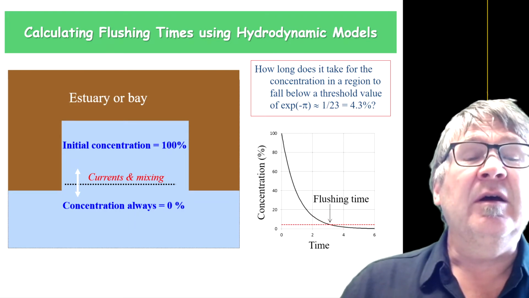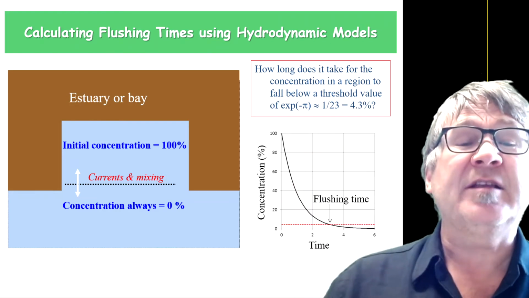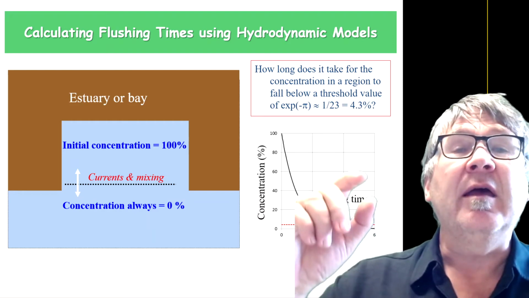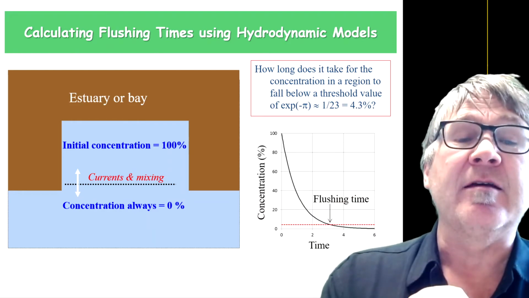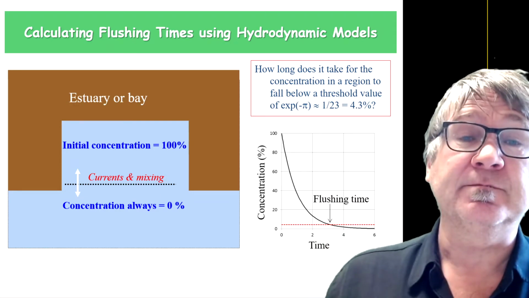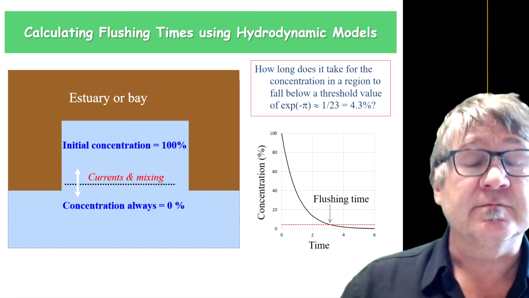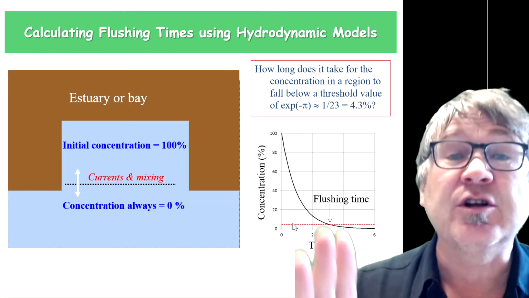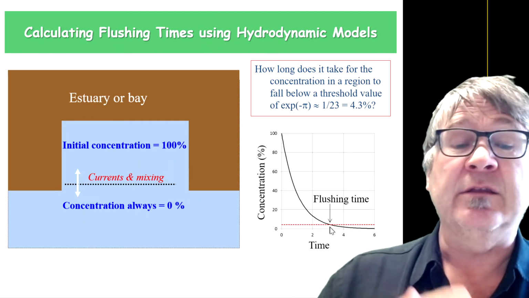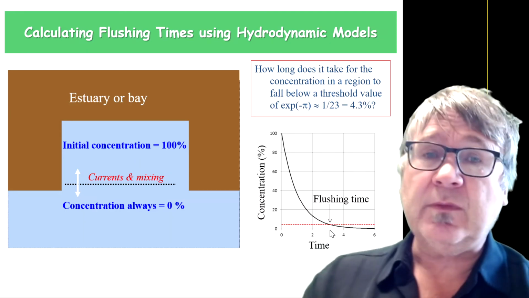And this is, you work out the time at which the concentration falls below a threshold value of exponential of minus pi. This is about 1/23, 4.3%. Okay, and this is the threshold that I was referring to. And this gives you the flushing time. Okay, in this graph, it might be, if this is in days here, it might be about 3 days.